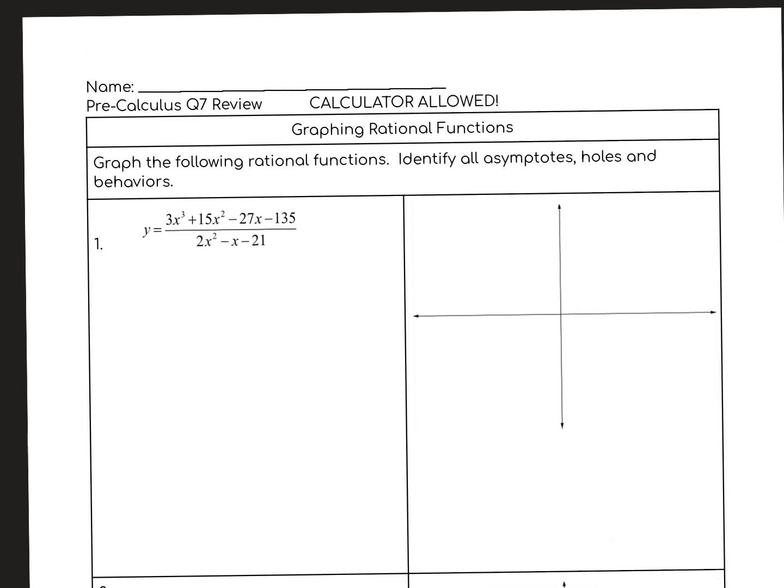Alrighty, let's look at these and figure these out, Mrs. Key. Holy moly, look at that. Alright.